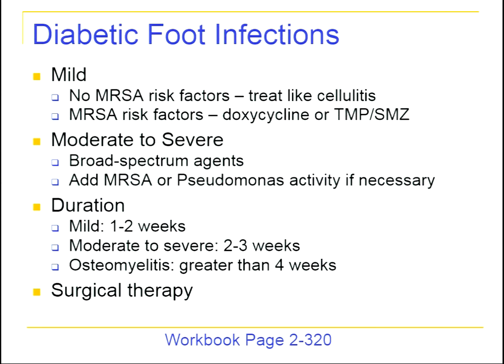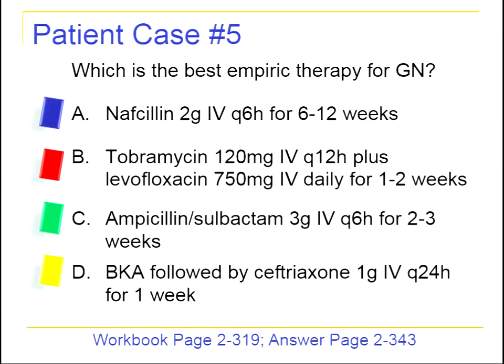And then finally, unfortunately, surgical therapy is frequently what you end up having to go to because it's very difficult to treat these infections and clear them up due to poor blood flow and therefore lower antibiotic concentrations at the site of infection. So the correct answer for her then, this is more of a moderate to severe infection because it's deep. So we'd want to use something that is more broad spectrum. So the correct answer is C, ampicillin sulbactam, which has activity against gram-positive, gram-negative organisms and anaerobes. And the length of therapy is appropriate as well.